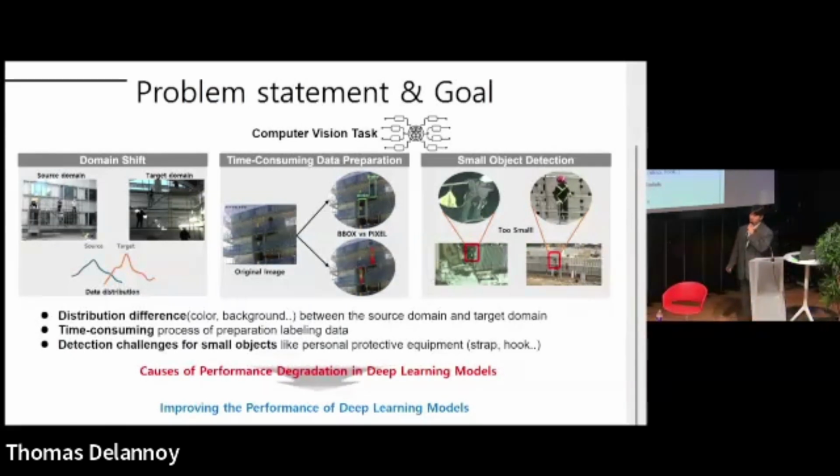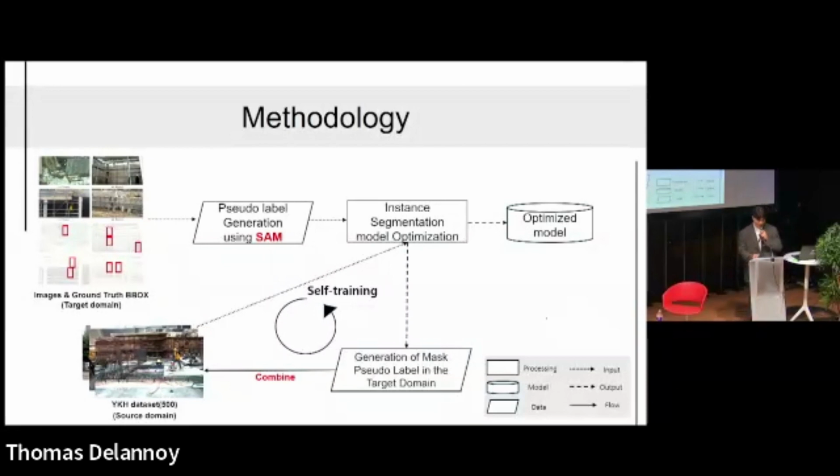This study focused on falling accidents that occur when a worker is not wearing personal protective equipment and is insensitive to accident risk. In this part, I show the overall flow of the methodology. First, I will explain the SAM model and the self-training technique used in this study.